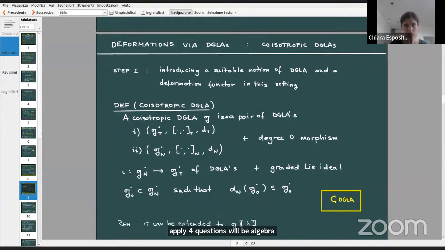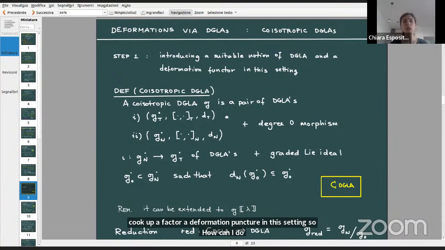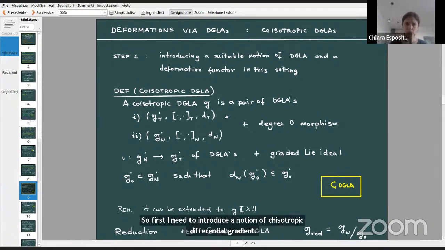Okay, so that's what I want to do, right? I want to now take coisotropic algebras, which are these triples, and I want to deform them. And I understood that I need a suitable DGLA notion. And of course, I would like to cook up a functor, a deformation functor in this setting. So how can I do that? So first, I need to introduce a notion of coisotropic differential graded Lie algebra. So how to do that?